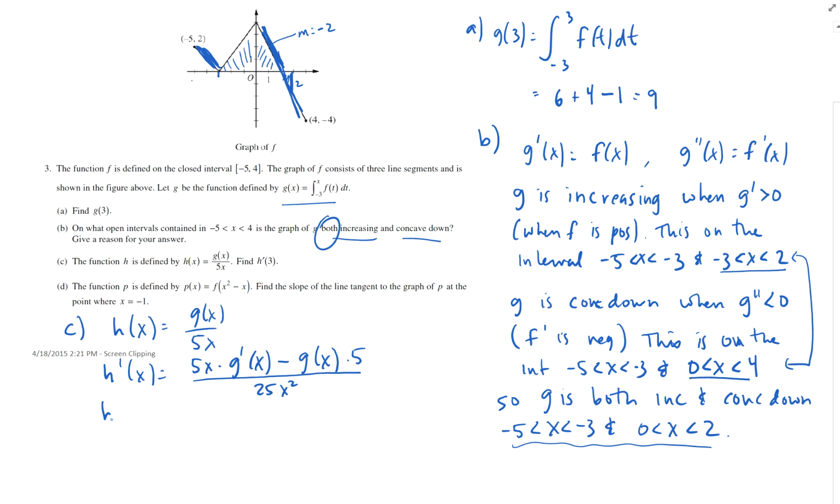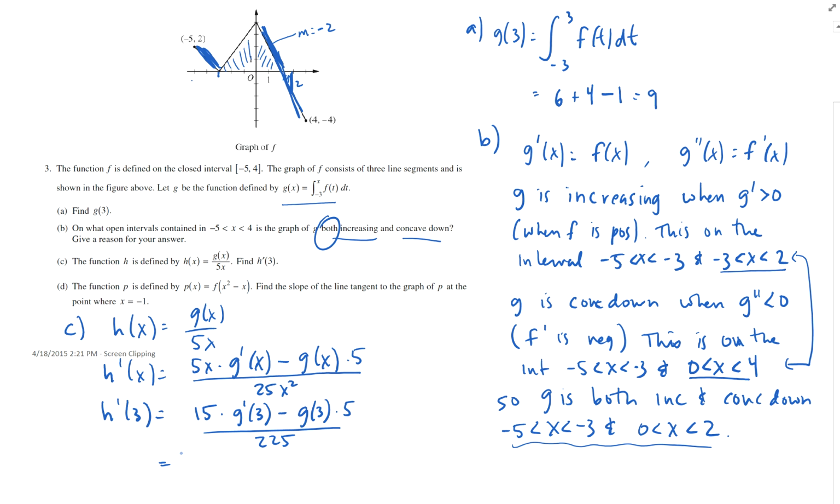And then we want h prime of 3. So it'll be 5 times 3. Can I go ahead and just plug it all in here? 5 times 3 is 15 times g prime of 3 minus g of 3 times 5, all over 3 squared is 9 times 25 is 225.